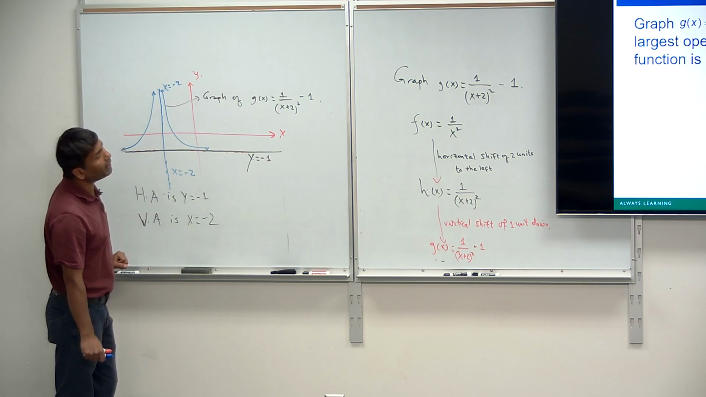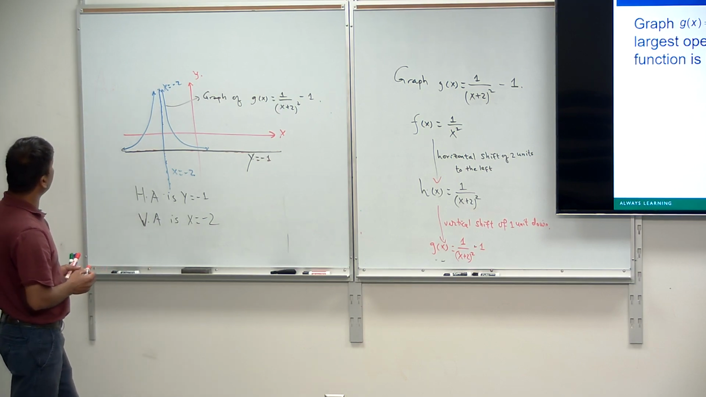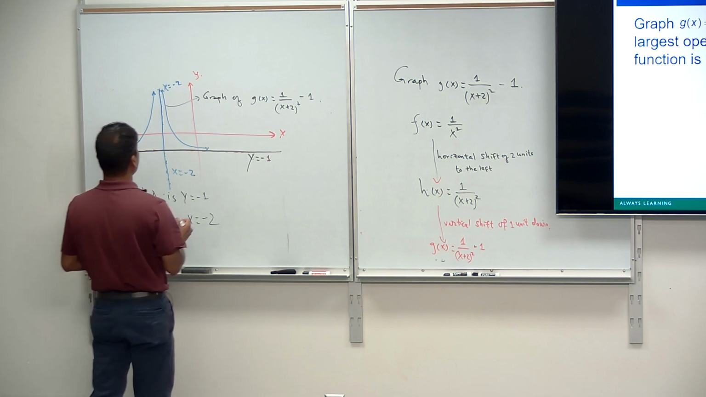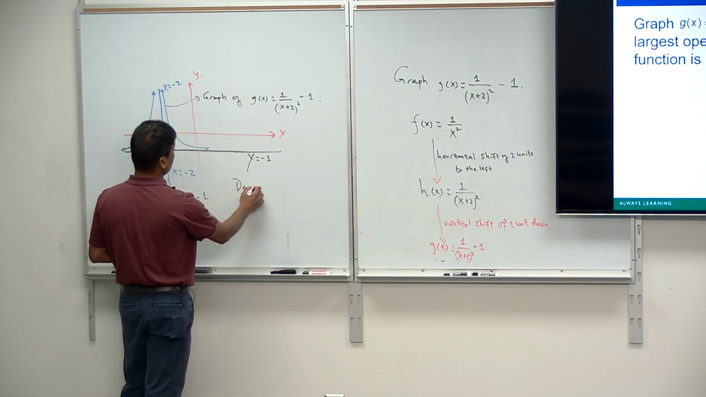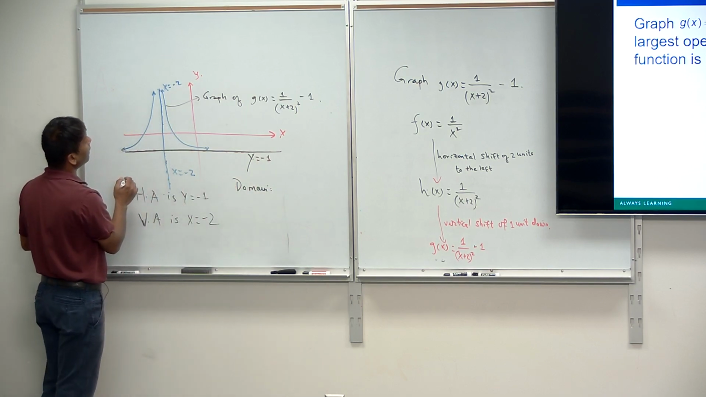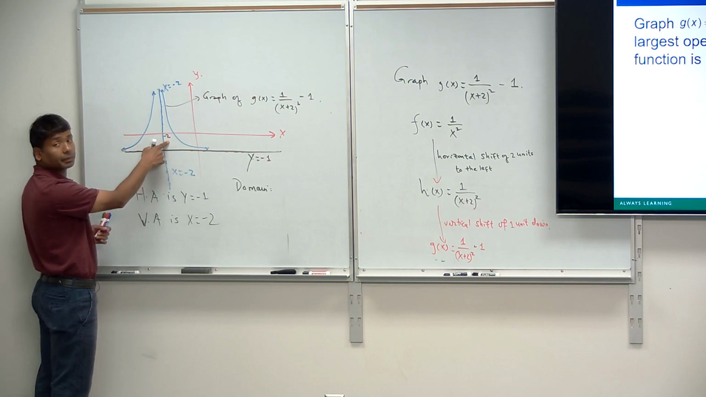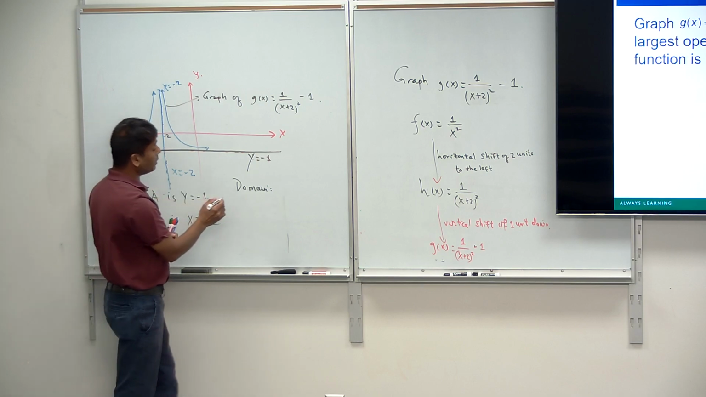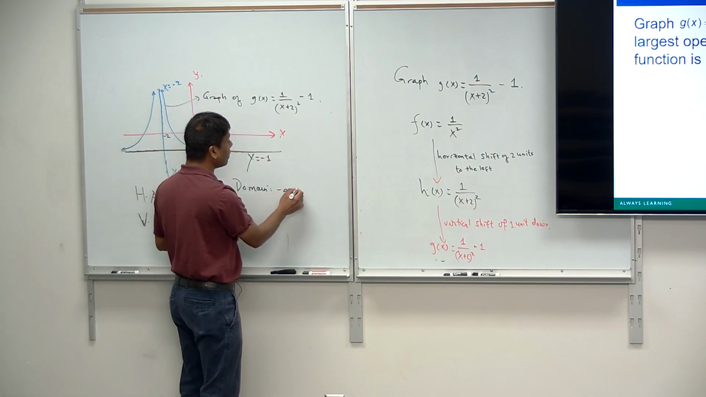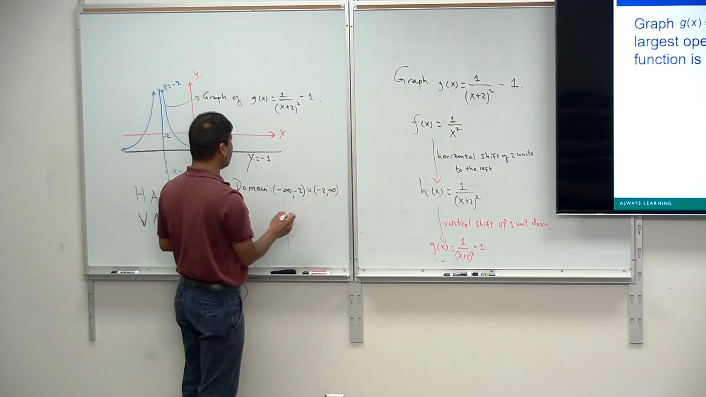And what is the domain? Oh, the domain. Yeah, the domain is negative infinity all the way up to what? This is negative 2. You guys know that, right? So the domain is negative infinity, comma negative 2, union negative 2, comma positive infinity.